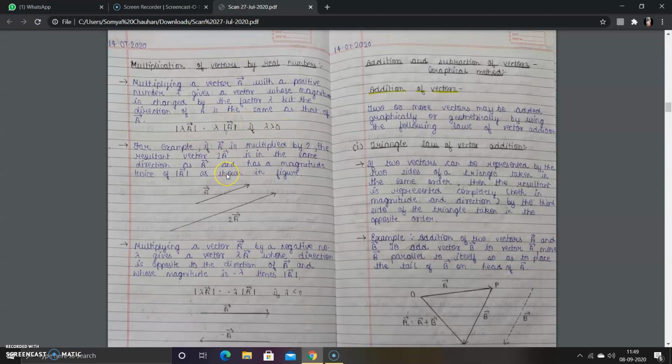Now if we have to take an example for this, then a vector is given as this. 2a vector is, as you can see here, 2 is a positive real number. If you multiply this a vector by 2, then it will give you the twice magnitude, but the direction will be same because the real number is positive. So you can say in the diagram that a vector and 2a vector are both in the same direction, but the magnitude of 2a vector is twice of a vector. So this will be the application of this property.